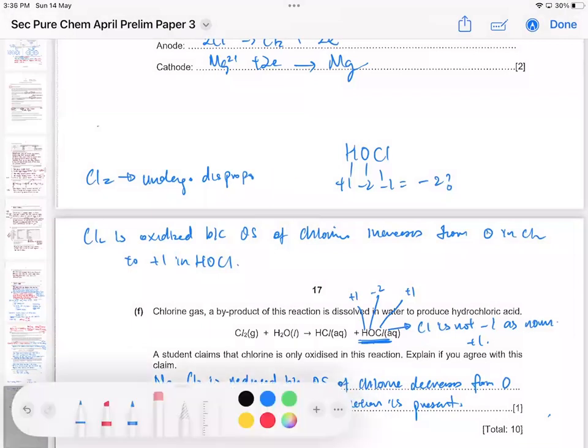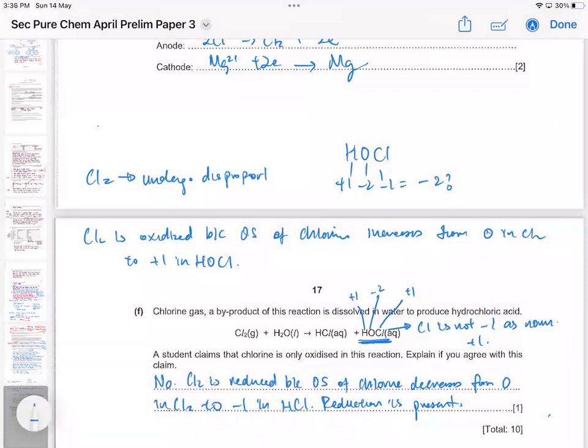Wrong spelling, I think. Okay, let's try again. Disproportionation. Okay, let me Google. Somehow this thing slipped my mind, damn it. Well, it's actually correct. So disproportionation reaction.